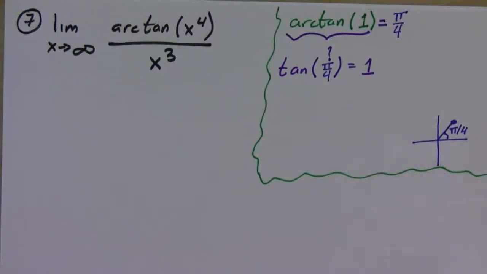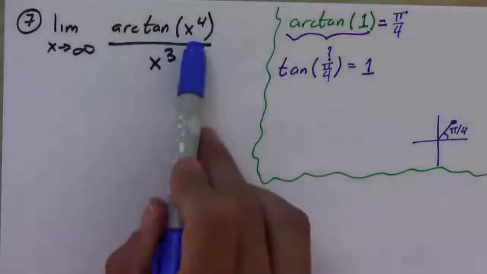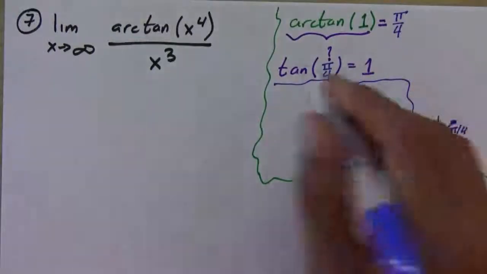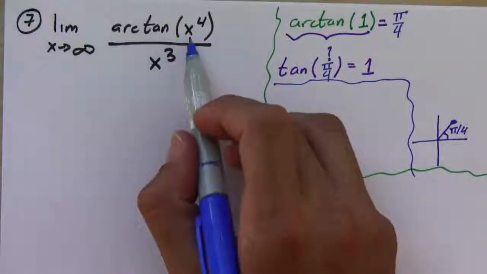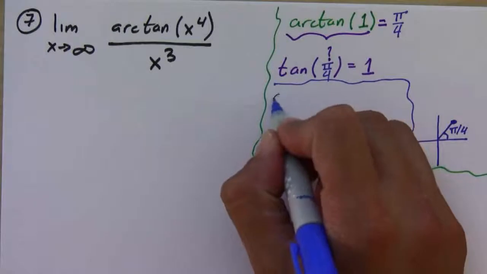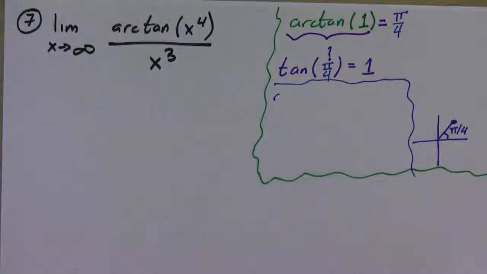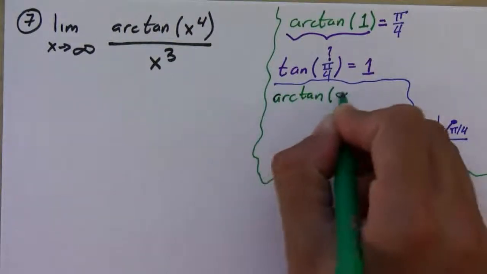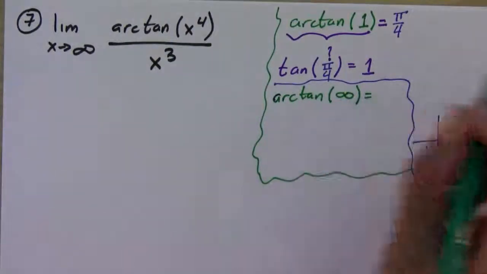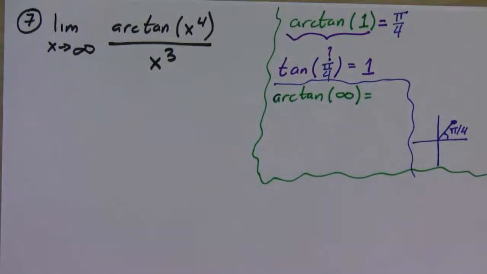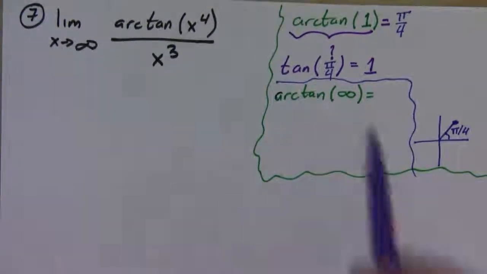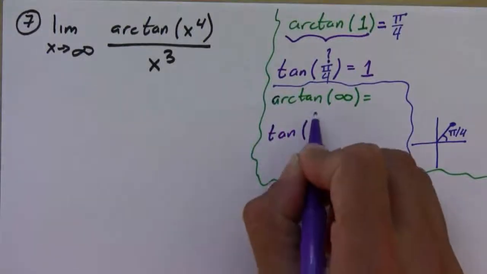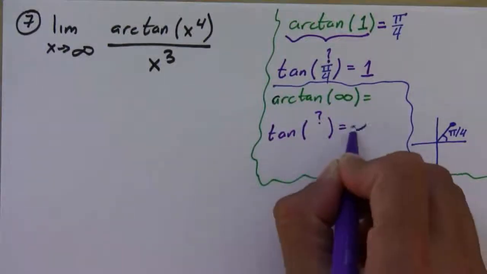So, okay, but this is kind of a more awkward situation. What it's saying is arctangent of, basically arctangent of infinity. Okay, so if we do the same type of idea here, what it's saying is, tangent of what angle gives me infinity.